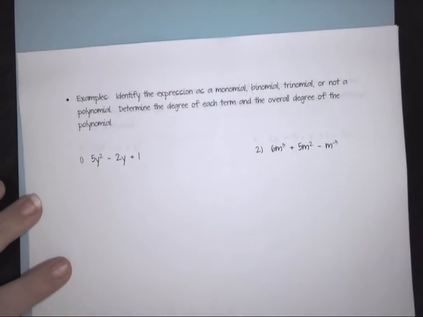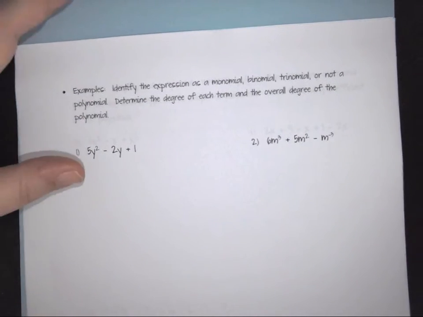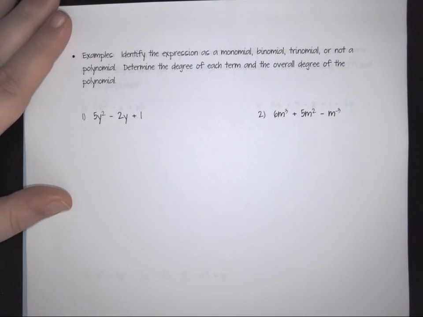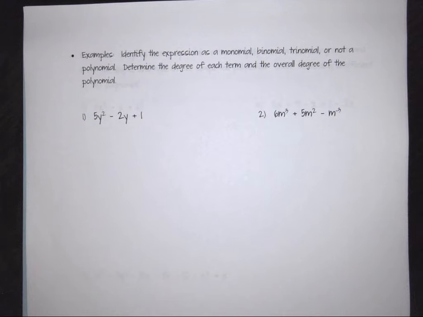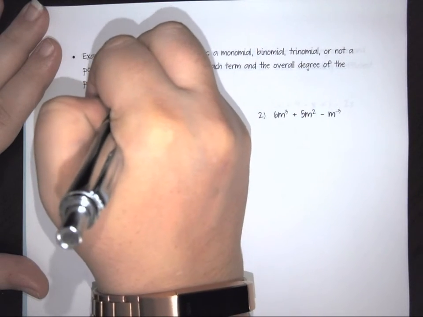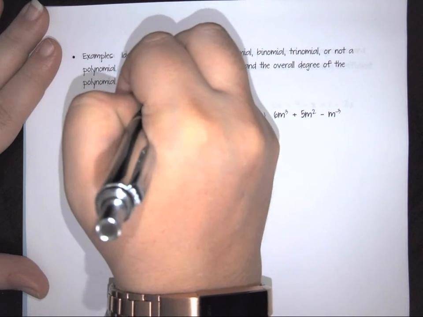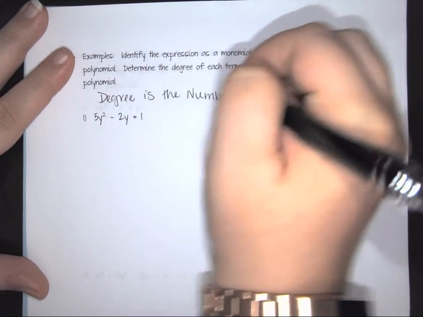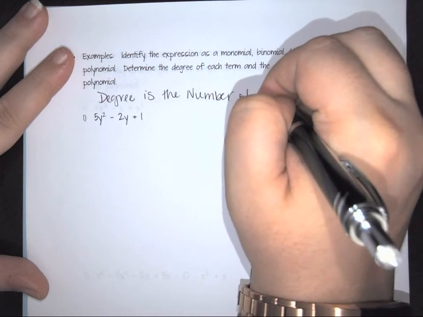So let's see some of these things in action. We need to identify the expression as a monomial, binomial, trinomial, or not a polynomial, and then we need to determine the degree. So first we need to know what a degree is. A degree is the number of the exponent.